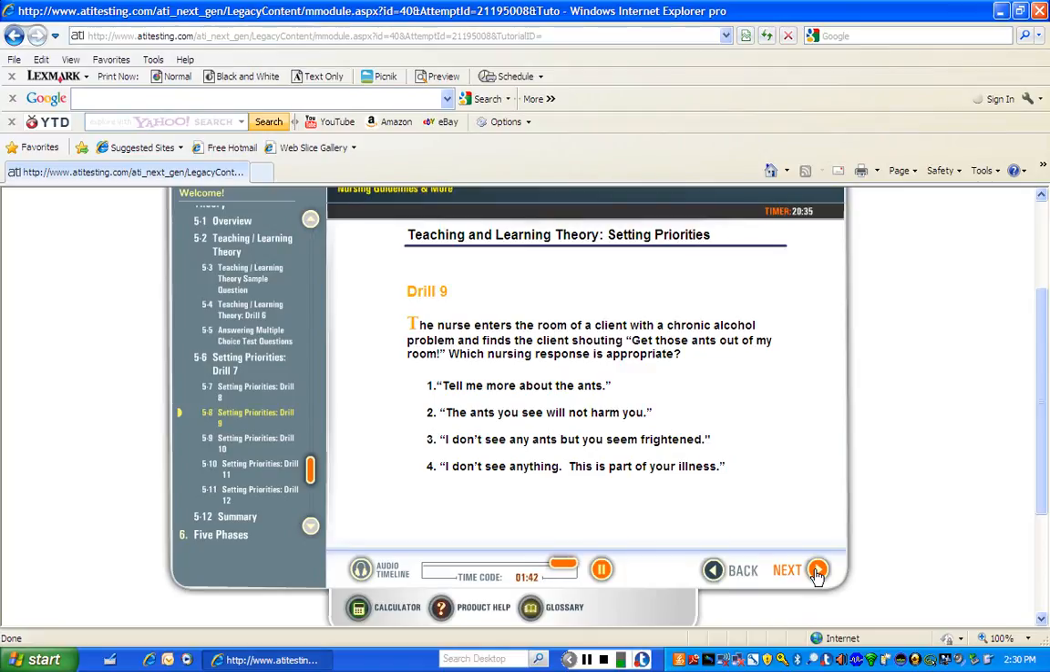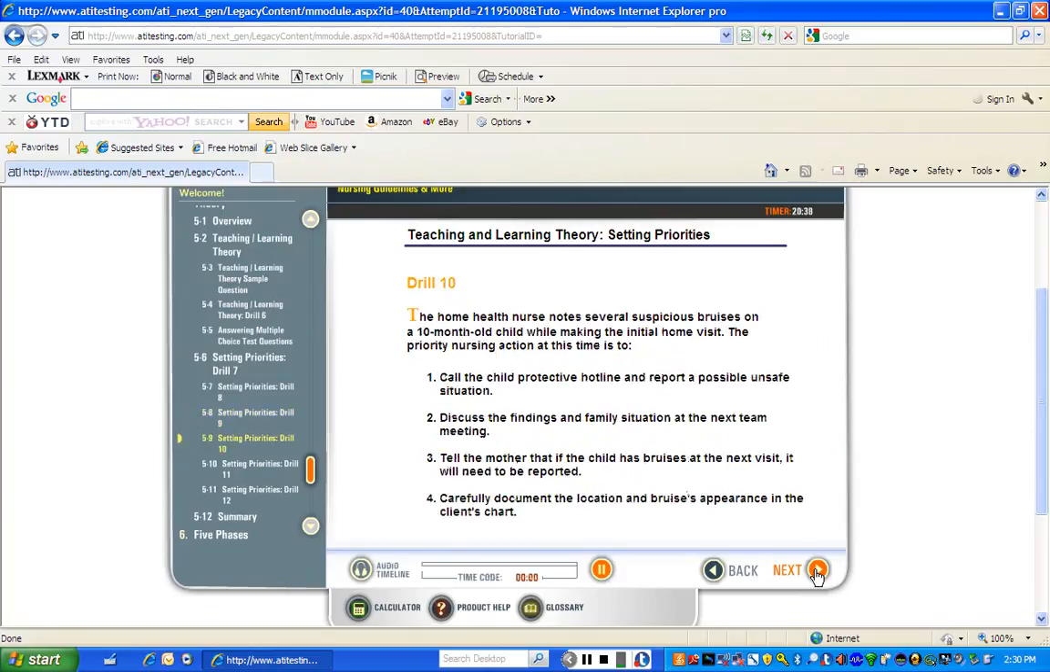Are you ready for another one? Let's try again. Okay, here's another sample question where you will be asked to practice eliminating distractors using the priority setting strategies. Let's separate the case scenario from the stem of the question.